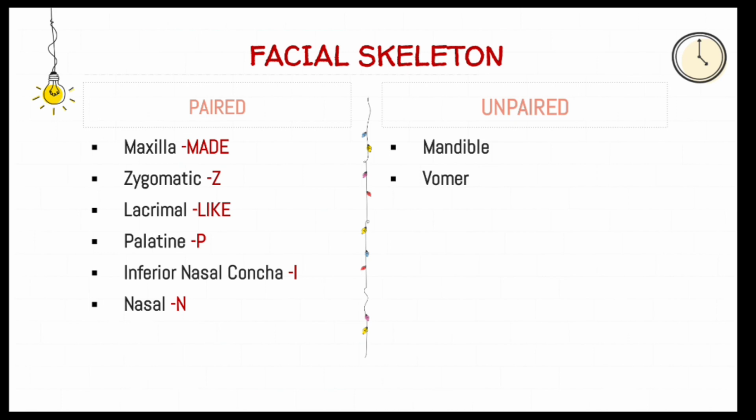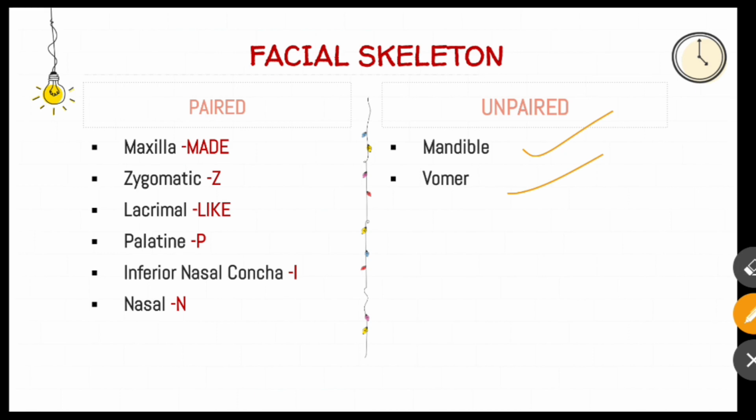Next, coming to the facial skeleton, here there are 2 unpaired bones, contrary to your calvaria, and it is pretty easy to remember. Those are your mandible and vomer. Now, in order to remember the paired bones, we are continuing with the mnemonic.